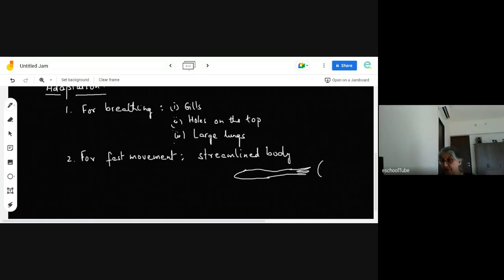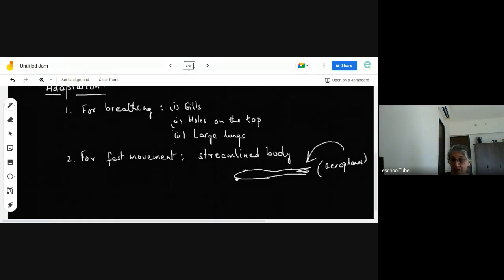Similarly, aeroplanes which we make are based on this only. They are also made streamlined. Because if it is very huge and round, there will be more resistance of water. So to cut through the water, even when we swim, we swim in a very streamlined manner, straight, so that we can cut through the water. That's why it has a streamlined body.